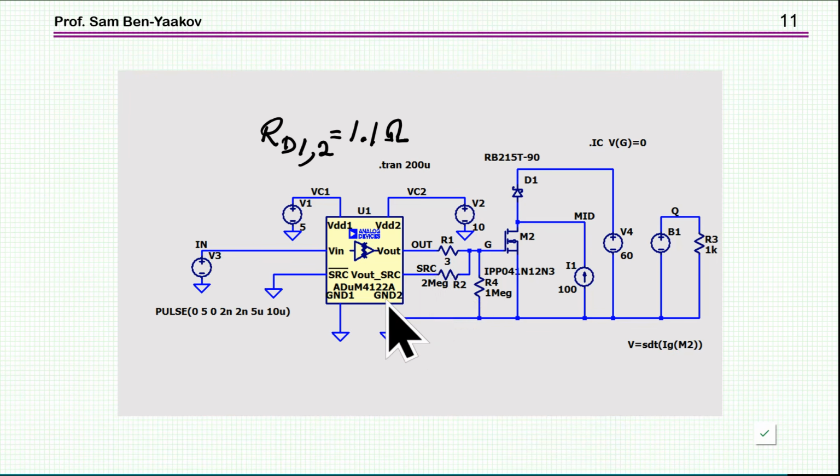Now this is an isolated driver. So there is a power supply here, and there is a power supply to the digital part, which I'm neglecting because the power dissipation here is just the current going in and the voltage. So this is 5 volt, by the way. So I'm not going into this part. I'm just talking about this part here.